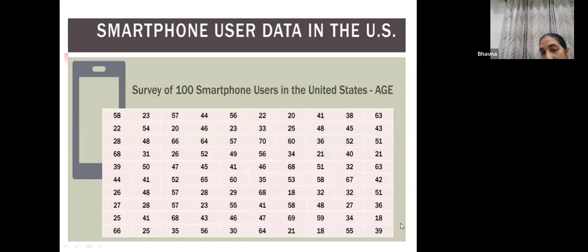See, when you eyeball this data, you can see nothing. You cannot tell me which is the most frequently occurring number here, or which age group maximum people in this group of 100 people belong to. We cannot say anything when you look at this data, okay?